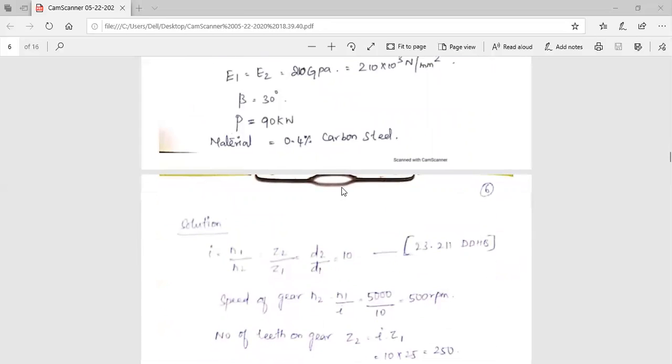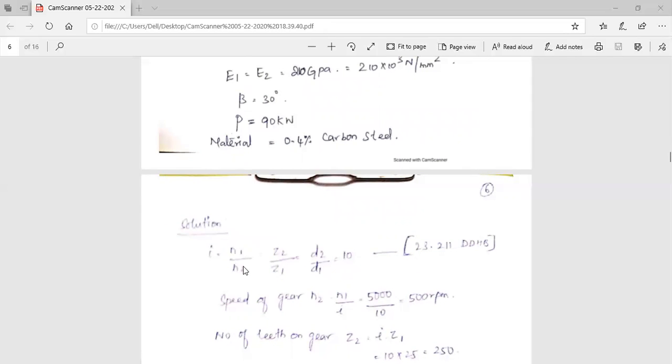And now go to the solution. The procedure is similar to the spur gear. So what procedure do you follow for the spur gear? The same procedure you follow in the helical gear also, but the formula is varying. In the data book they give a formula for the helical gear.